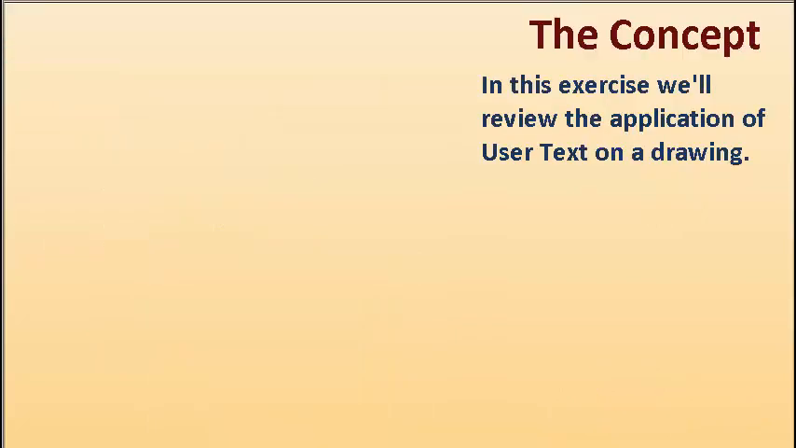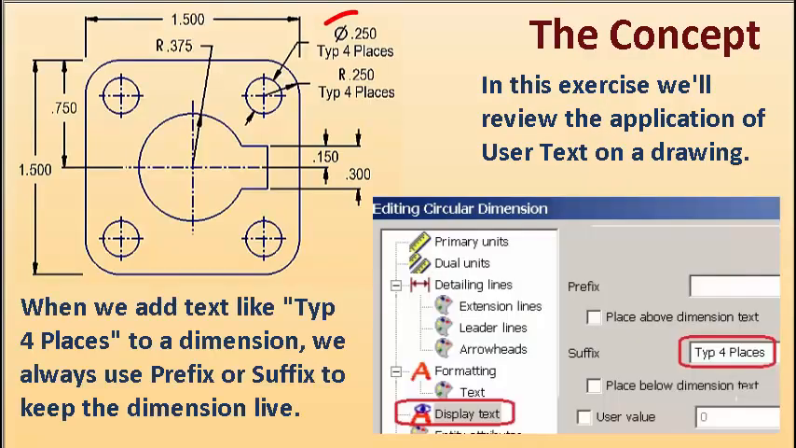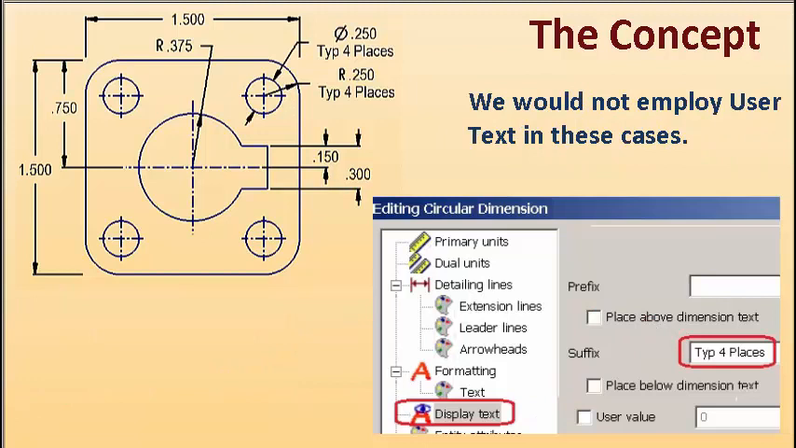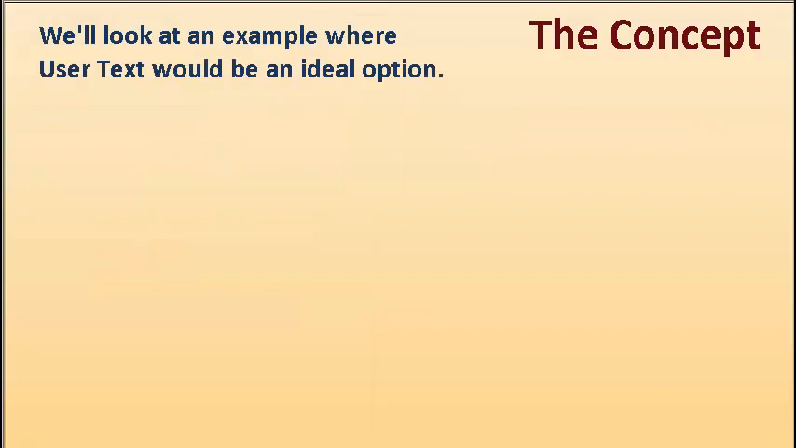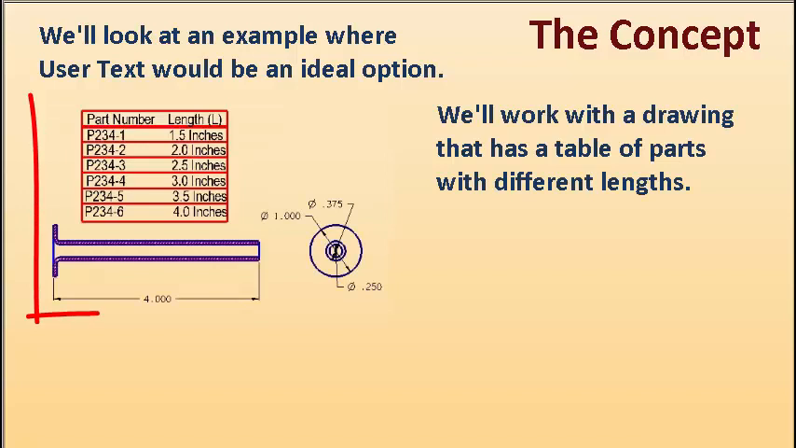In this exercise, we'll review the application of user text on a drawing. When we add text like "tip 4 places" to a dimension, we always use prefix or suffix to keep the dimension live. We would not employ user text in these cases.